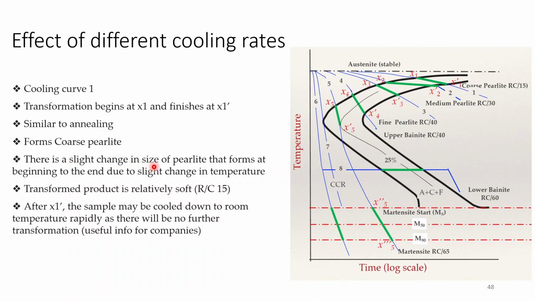There is a slight change in size of pearlite that forms from the beginning to the end due to slight change in temperature. So as the temperature keeps on changing, it will reduce the size of the pearlite grains. See, the transformed product is relatively soft, having the Rockwell hardness at the C scale up to 15. After x1 dash, the sample may be cooled down to room temperature rapidly, as there will be no further transformation. So this is useful in case of industries.